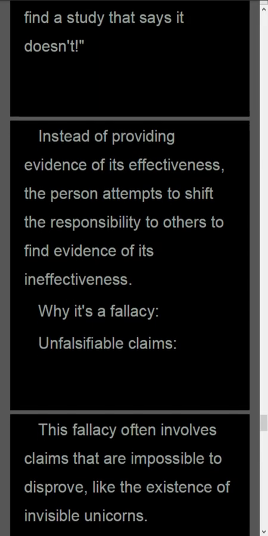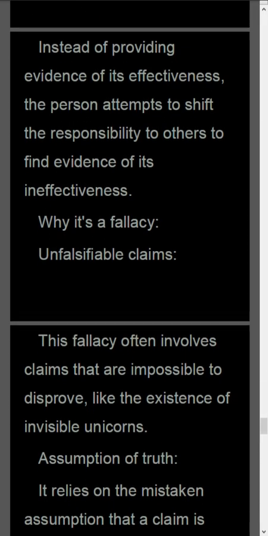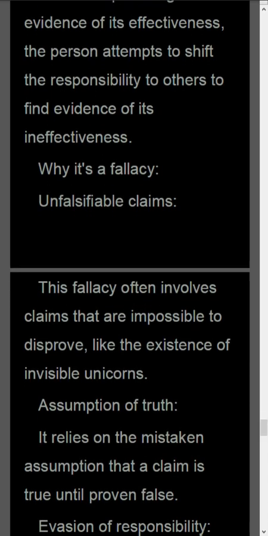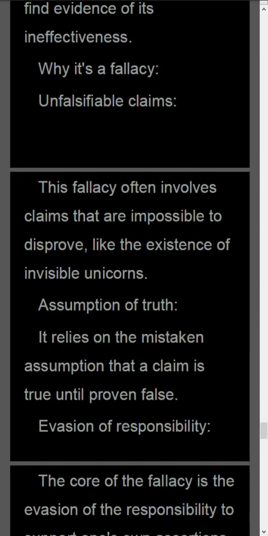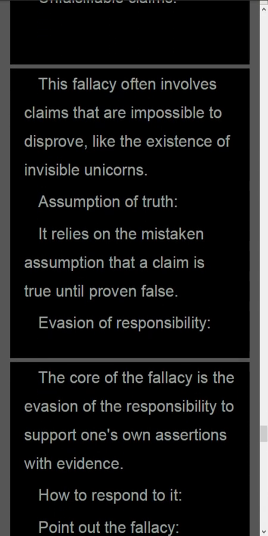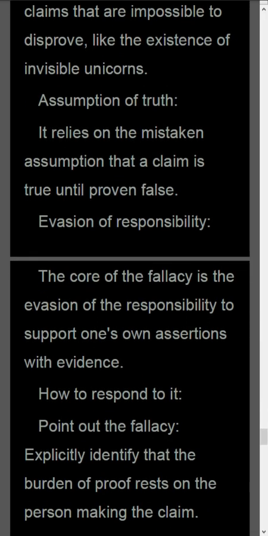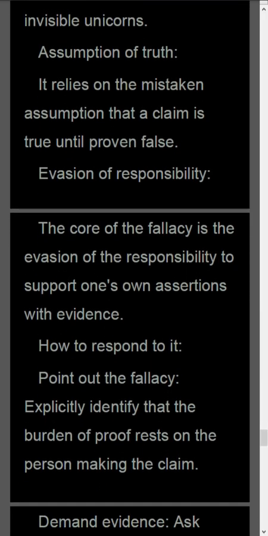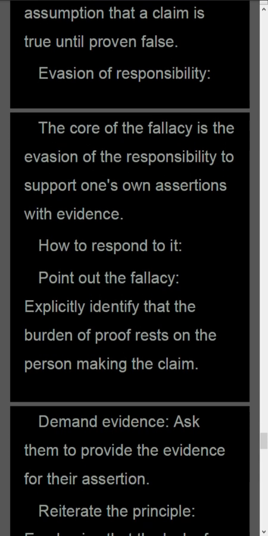Why it's a fallacy. Unfalsifiable claims: this fallacy often involves claims that are impossible to disprove, like the existence of invisible unicorns. Assumption of truth: it relies on the mistaken assumption that a claim is true until proven false. Evasion of responsibility: the core of the fallacy is the evasion of the responsibility to support one's own assertions with evidence.